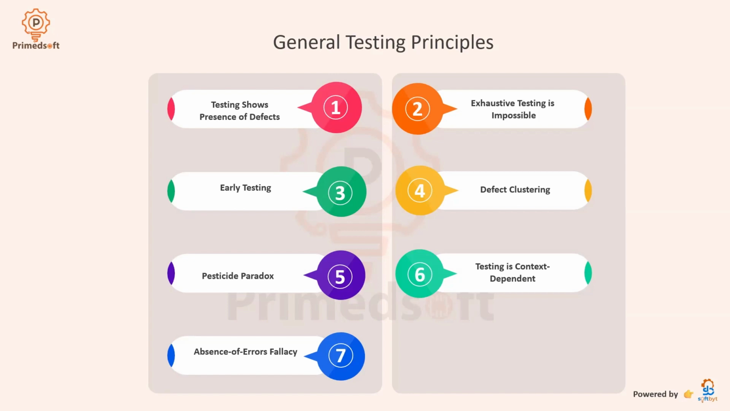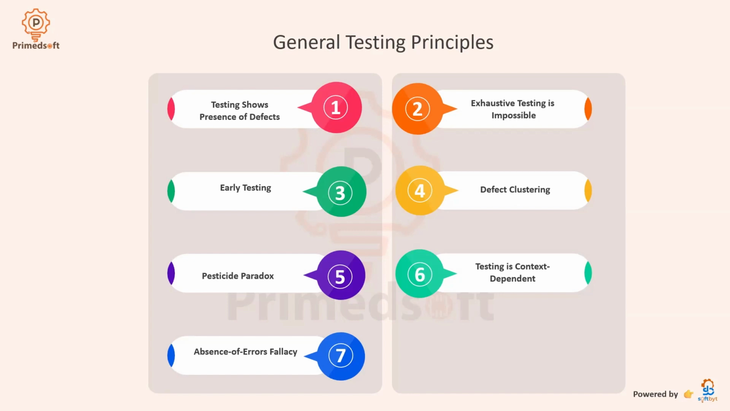The 3rd one is early testing. Testing activity should start early in the software development lifecycle. Detecting and fixing defects at an early stage is more cost-effective than addressing them later, like we mentioned before. Early testing helps prevent the propagation of defects throughout the development process.